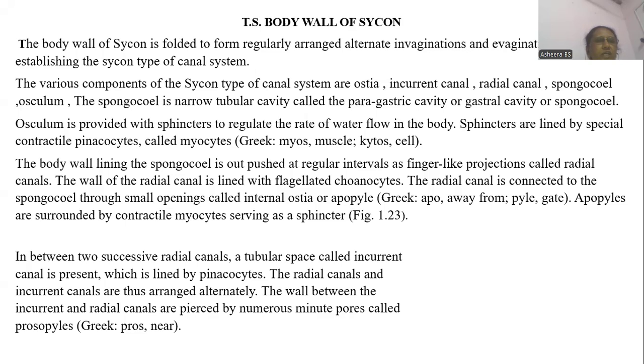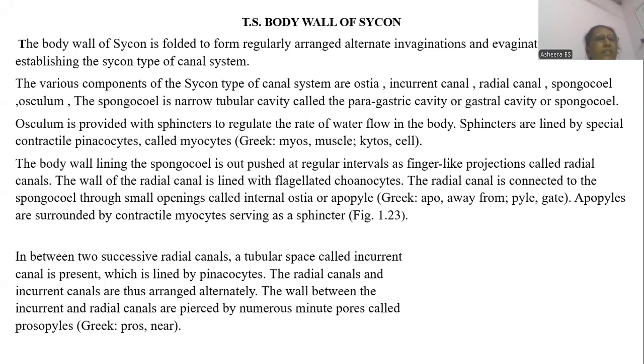Okay, so as I told you, the Sycon has a canal system. Through the ostia, the water will enter. From the ostia, water will enter into the incurrent canal. From the incurrent canal, it will enter through the prosopyle into the radial canal, and from the radial canal, it will enter into the spongocoel through the apopyle. Then from the spongocoel, it will move to the osculum.